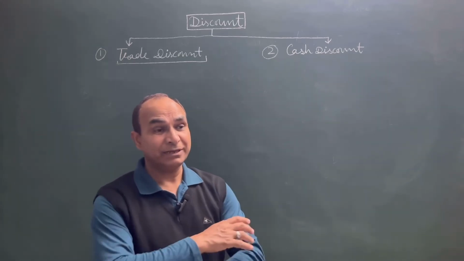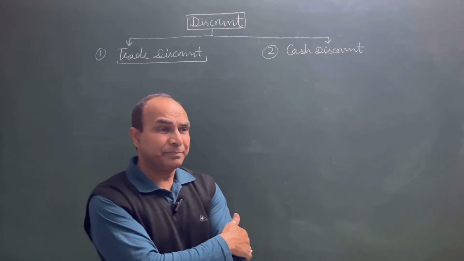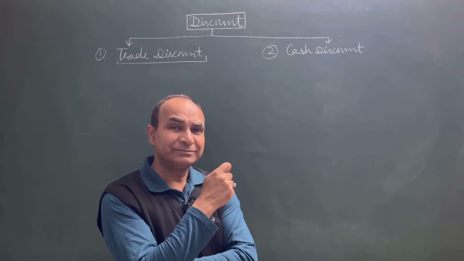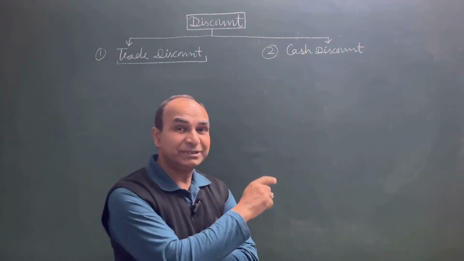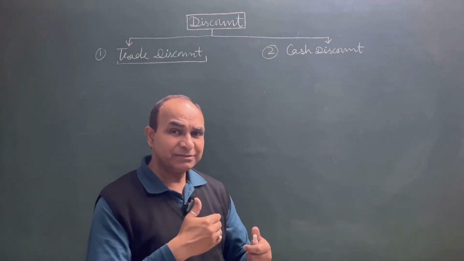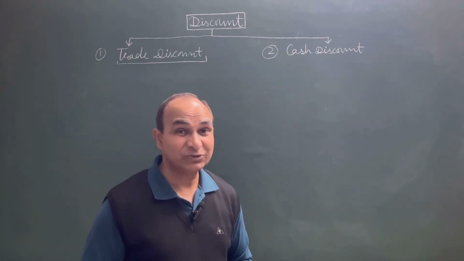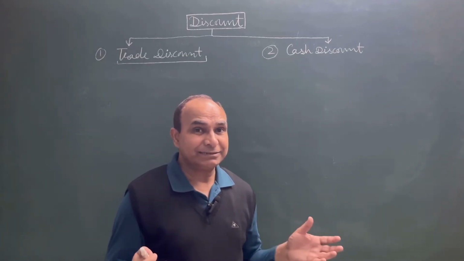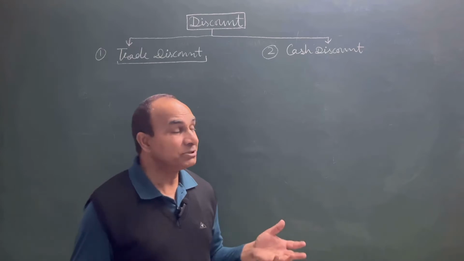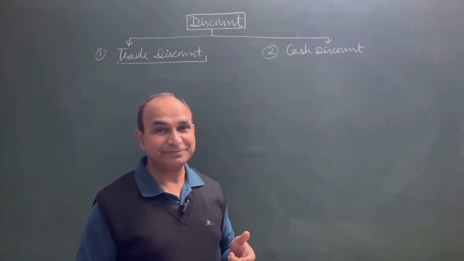But the businessman wants that payment should be received immediately or before the due date. It means the businessman wants early payment, but the customer is not ready to make the early payment. Then there is a tactic adopted by the businessman, the tactic of cash discount.